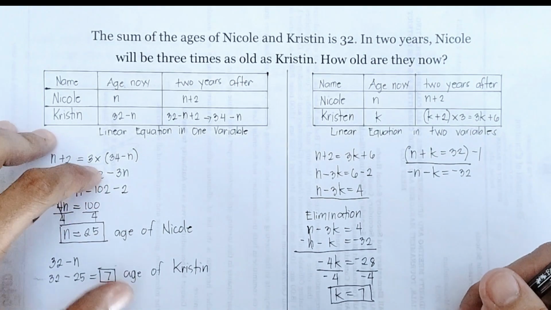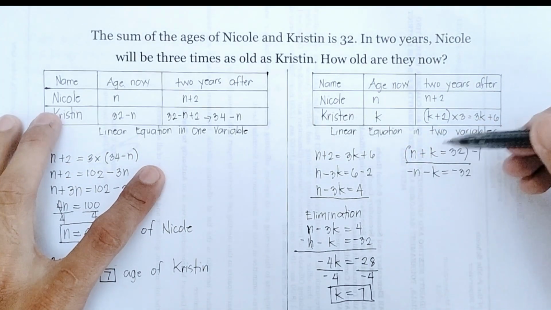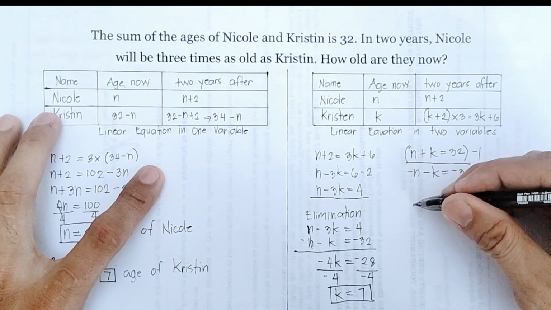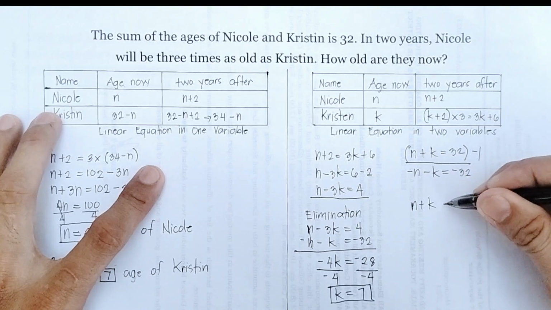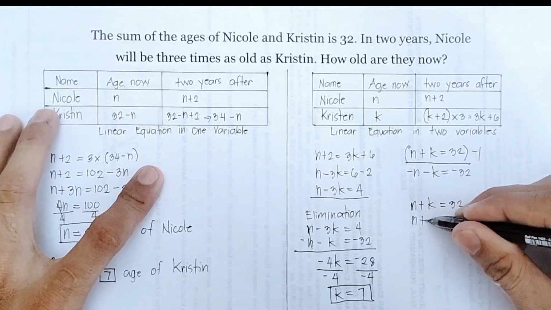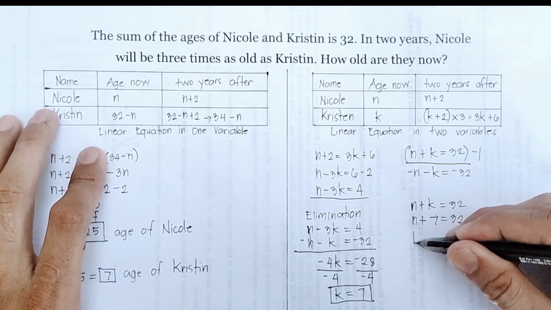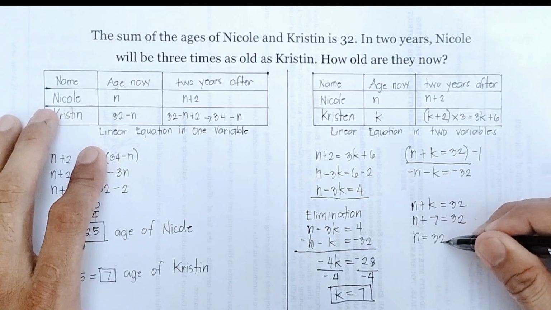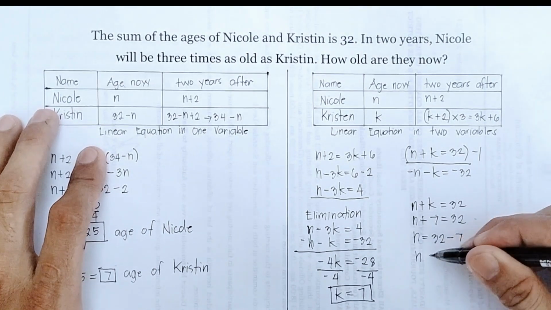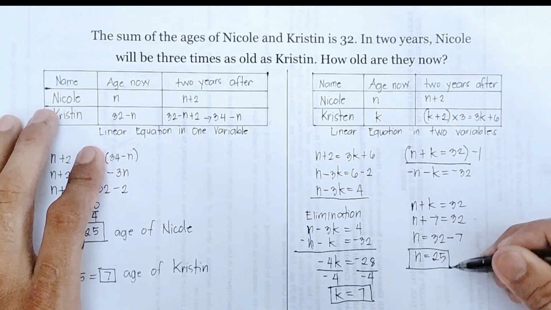And now, find N. You can use any equations here. It could be N plus 2 is equal to 3K plus 6, or it could be N minus 3K is equal to 4, or N plus K is equal to 32. So let's say I'm going to use N plus K is equal to 32. So what's the value of K here? That is 7. So that is N plus 7 is equal to 32. So we can transpose, so that would be N is equal to 32. Positive 7 will become negative 7. So N is equal to 25. What is the 25? It is the age of Nicole.